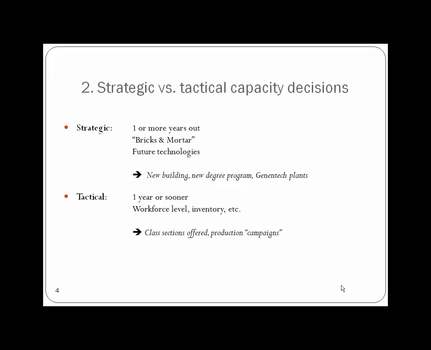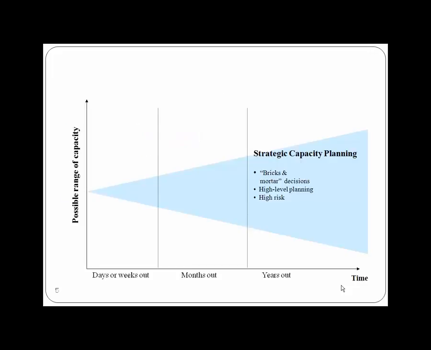So following on that idea of strategic versus tactical capacity decisions, the further we go out in time, the more likely we are to be dealing with strategic capacity decisions. These are those bricks and mortar decisions. They involve high-level planning. The data is relatively aggregated in terms of what the demands will be, what the marketplace is going to look like. They tend to be high-risk decisions as a result. Imagine if you are a Genentech and you're trying to figure out what the demand for a particular drug is going to look like 10 years from now. Well, what can happen over that time frame, not only in terms of the regulatory environment, but in terms of competitors' actions? There's a lot of risk there.